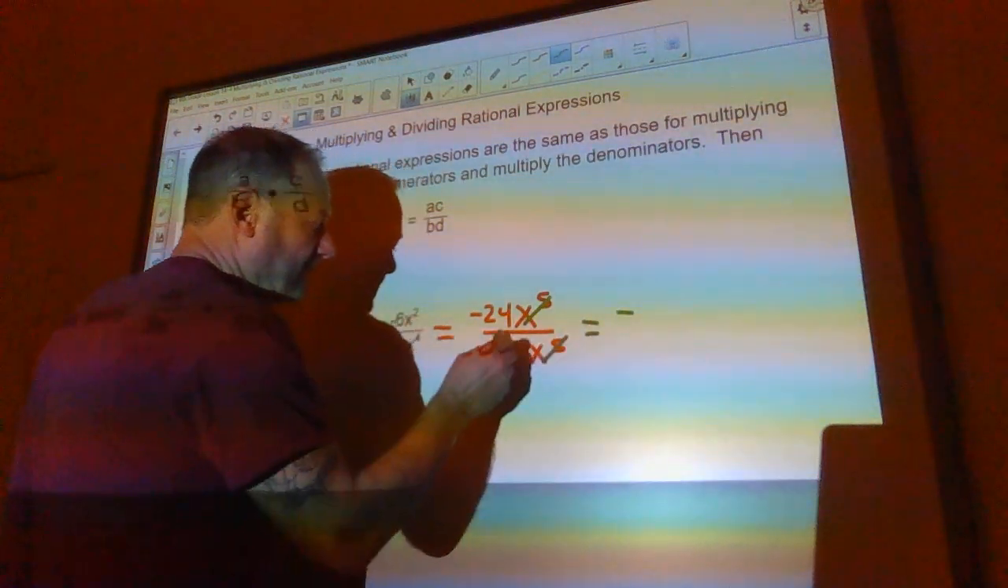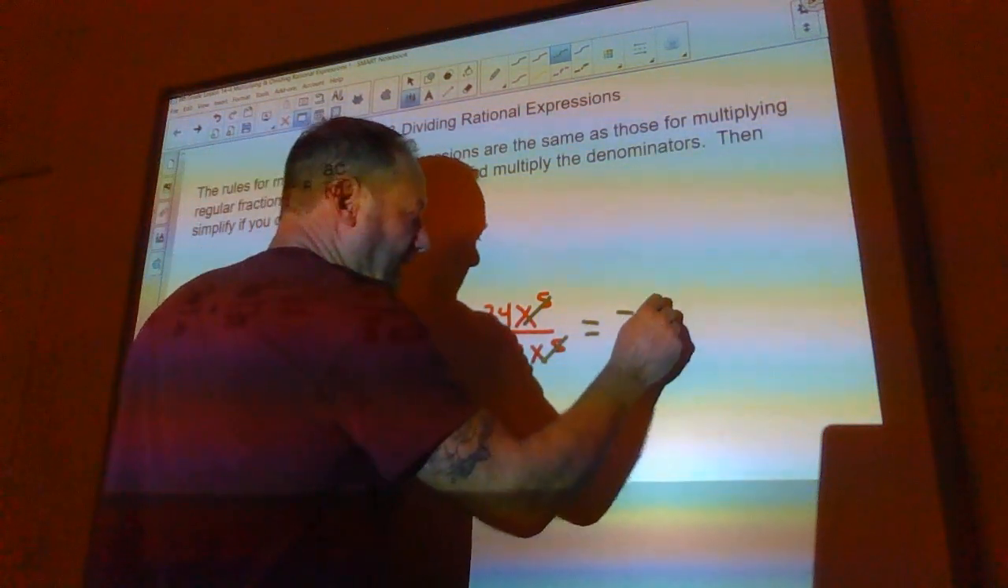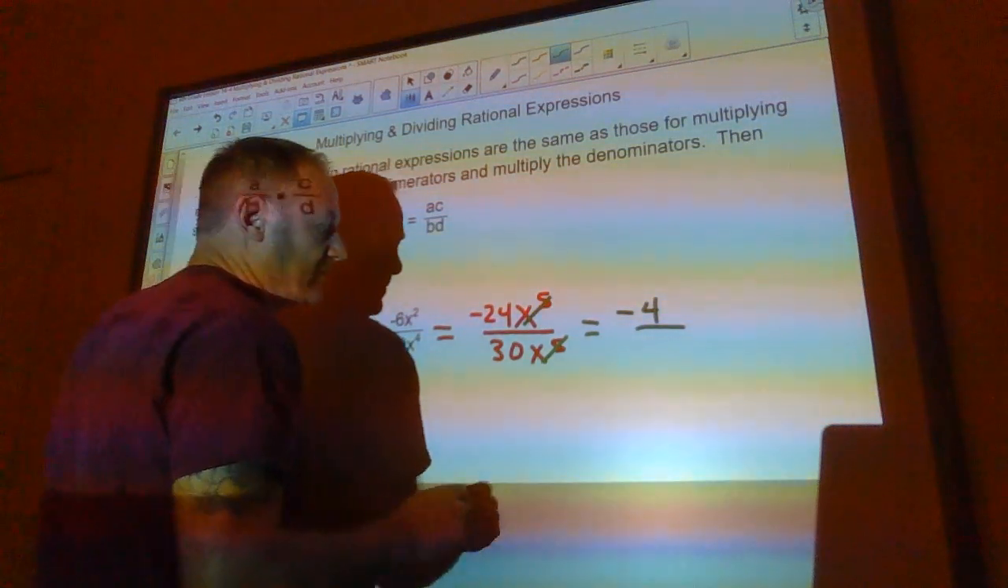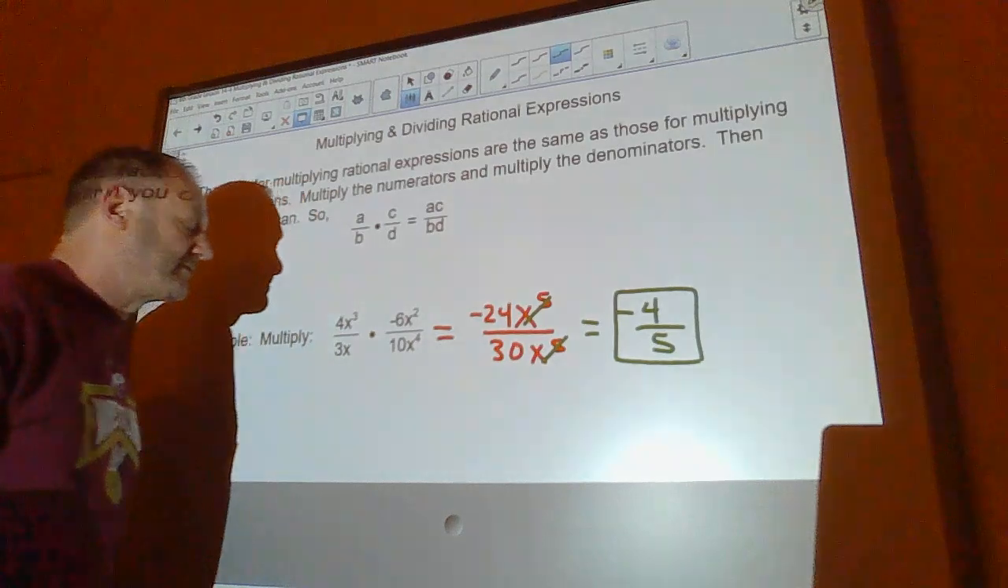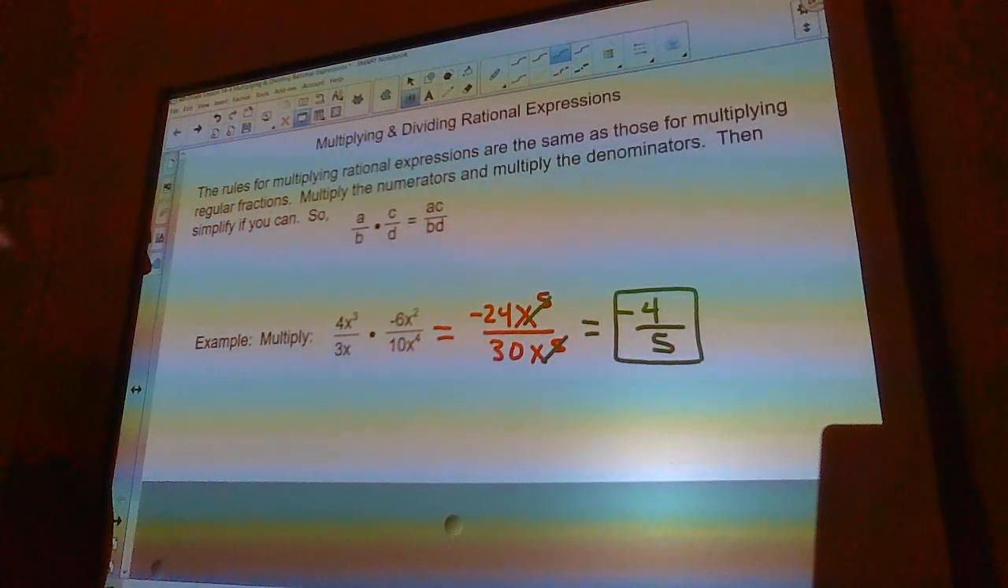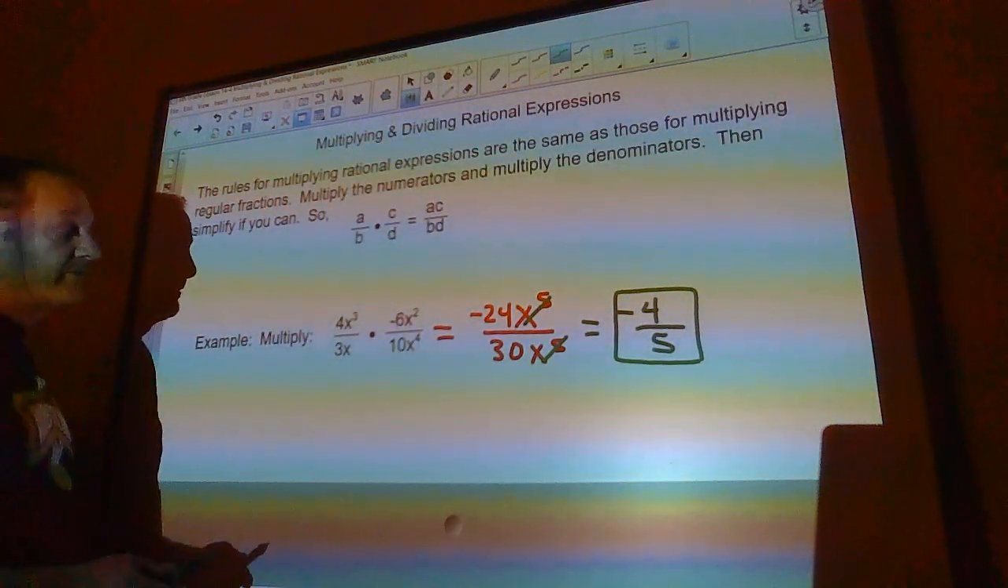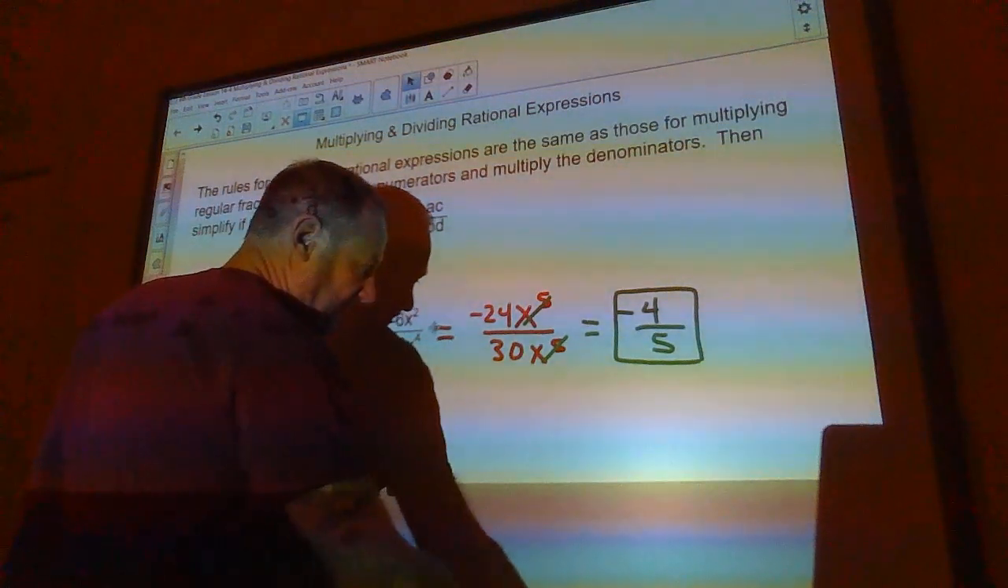And 6 will go into 24 4 times. 6 will go into 30 5 times. And so this whole thing reduces to negative 4/5. Okay, pretty easy one. Now I could have canceled to start with if I wanted to.